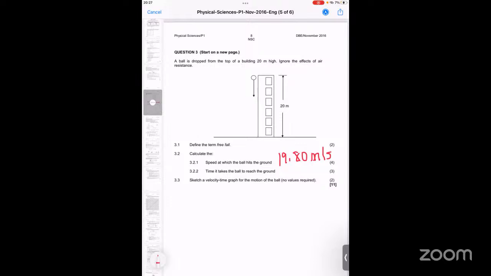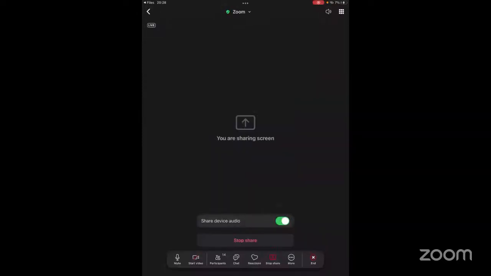So sir, I get time is equal to 2.02 seconds. 2.02. Okay, then it's fine. Let me quickly check if other comrades agree with you on that one. Guys, do you all agree with that answer? Or is there anyone who got a different answer?